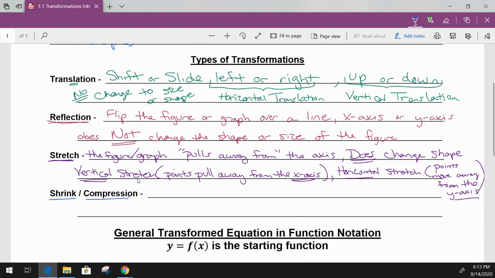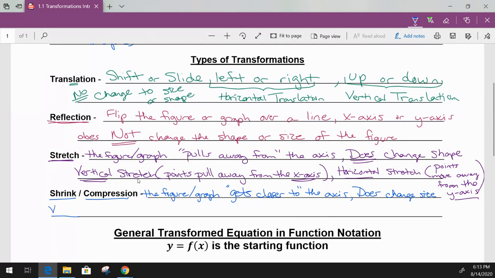The shrink or the compression. So the shrink or the compression basically means that the figure or graph gets closer to the axis. Again, it depends on which one you're talking about. Again, it does change the shape or size. And again, we have two types of compressions or shrinks.